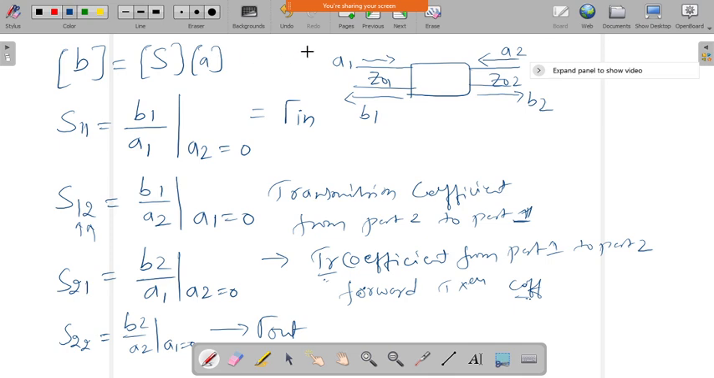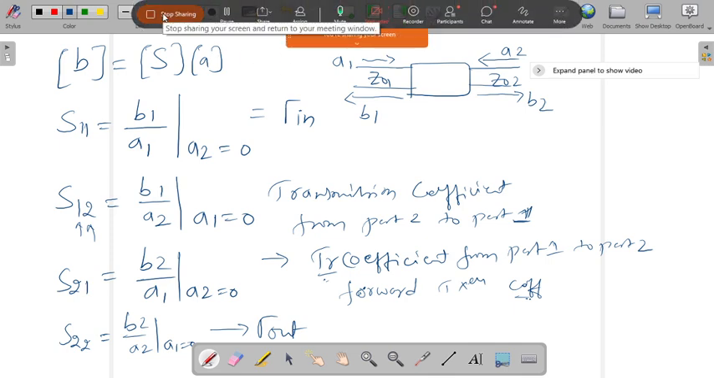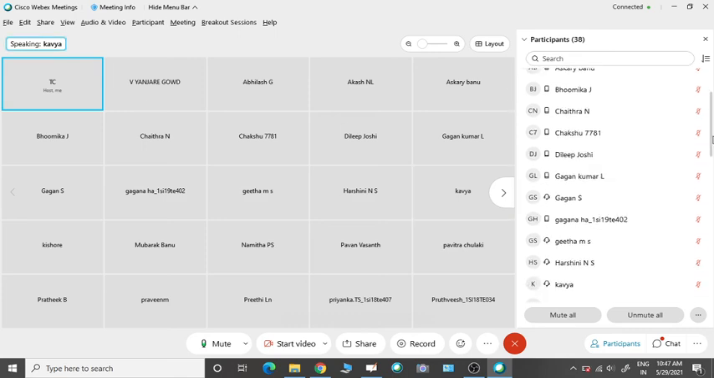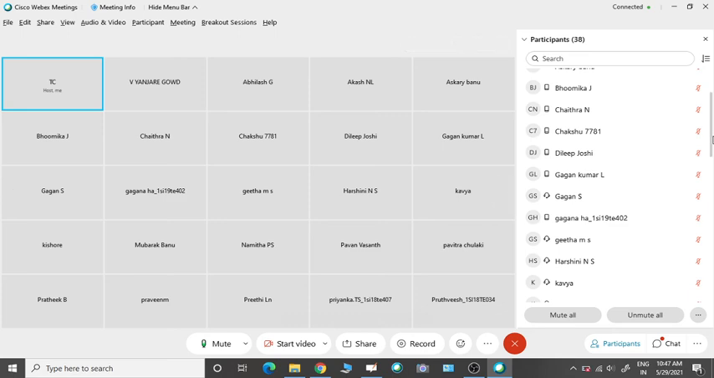Any doubt in this, anybody? Kavya, understood? Namita, Kishore? Yes, sir. Any doubts? Chakshu? Understood? No, sir. No doubts.